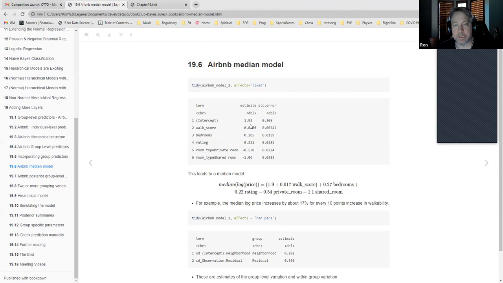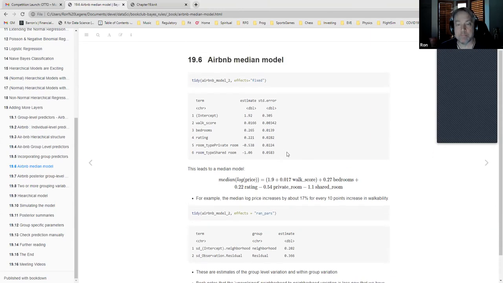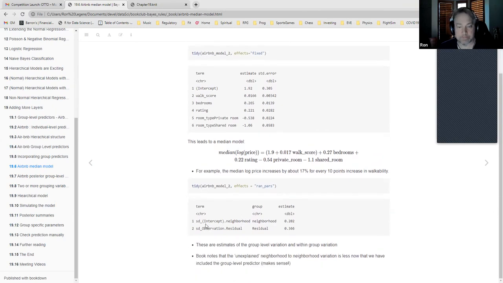So for this model, these are the results we get. Looking at the standard errors, these are the global, or what do you call them, the fixed effects. There you go. This leads to a median model, where the median log price will follow this equation; you just plug in all these things. If you want to make a prediction for another place, you just put in those variables, like the walk score. I grouped it with parentheses, but it's really no different than the rest of the terms in here. The book calls out one example: every 10 points of walkability increases the median log price by about 17%.